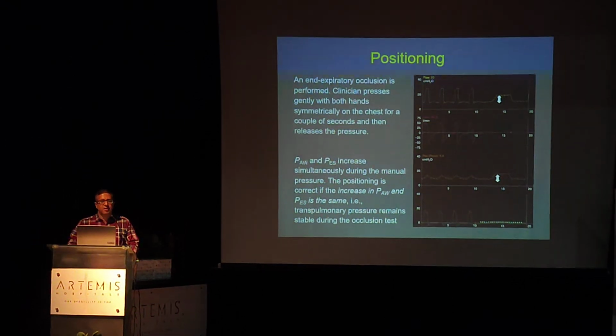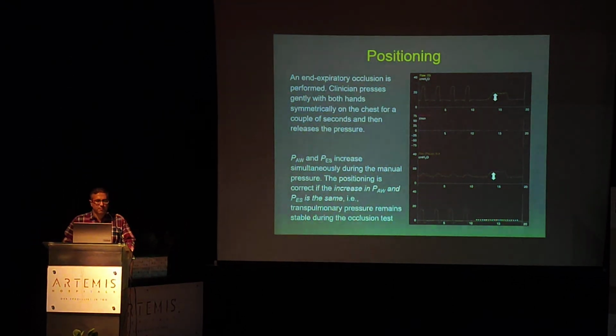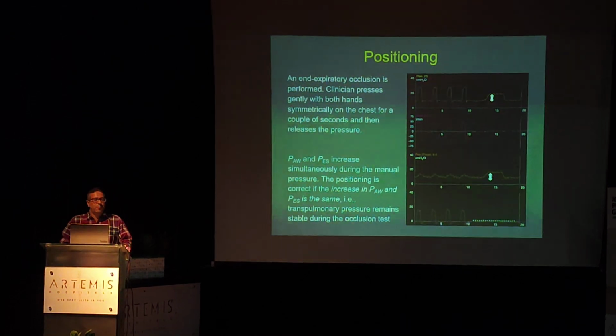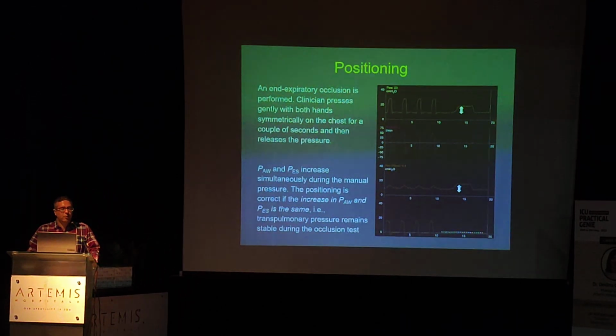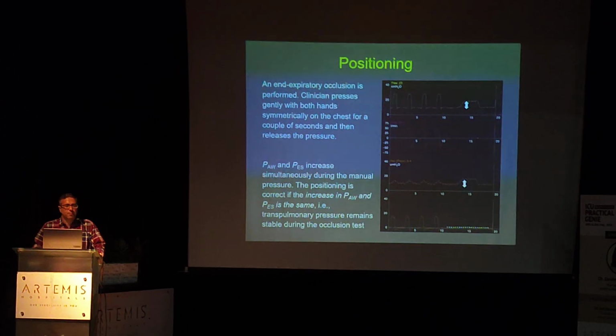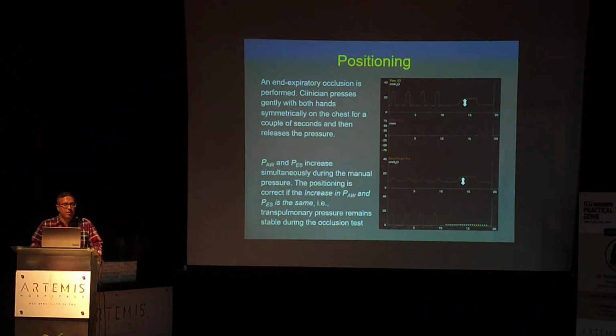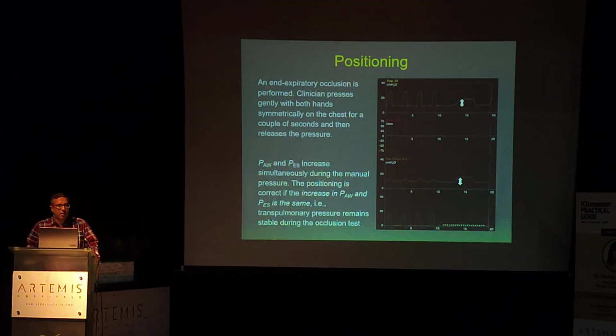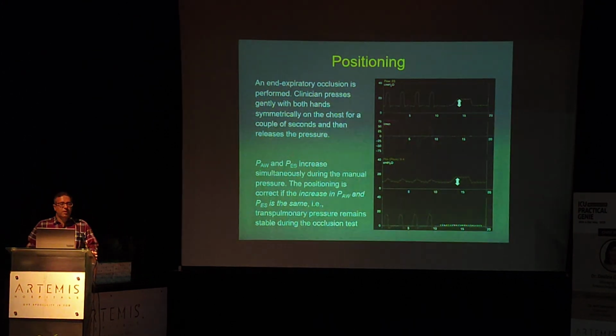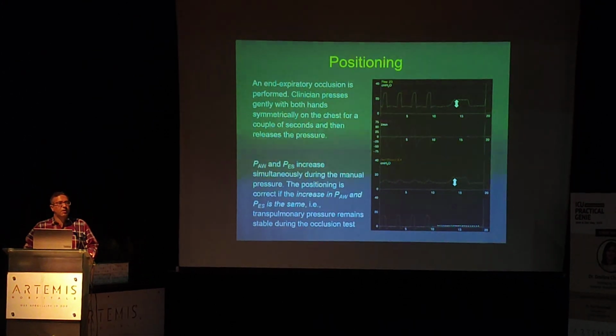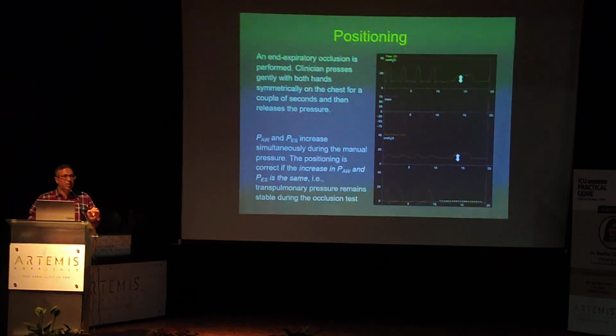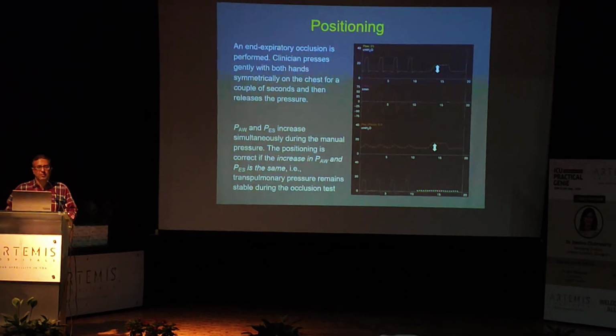And this is the first part, and then how do you confirm the position? So when you press gently with both the hands on the chest for a couple of seconds and release the pressure, the airway pressure and the esophageal pressure increase simultaneously and they should be equal. And the transpulmonary pressure remains stable. So that is how you identify that you are at the correct position. So firstly, position it correctly and then confirm the position.